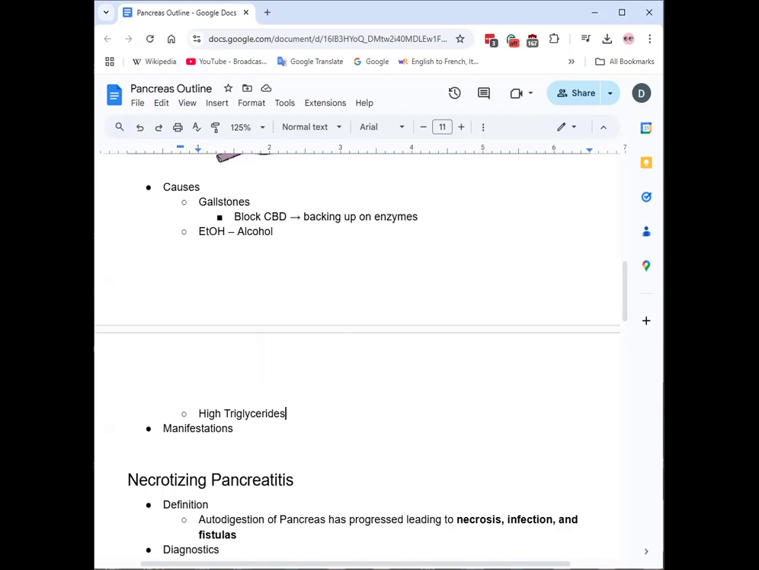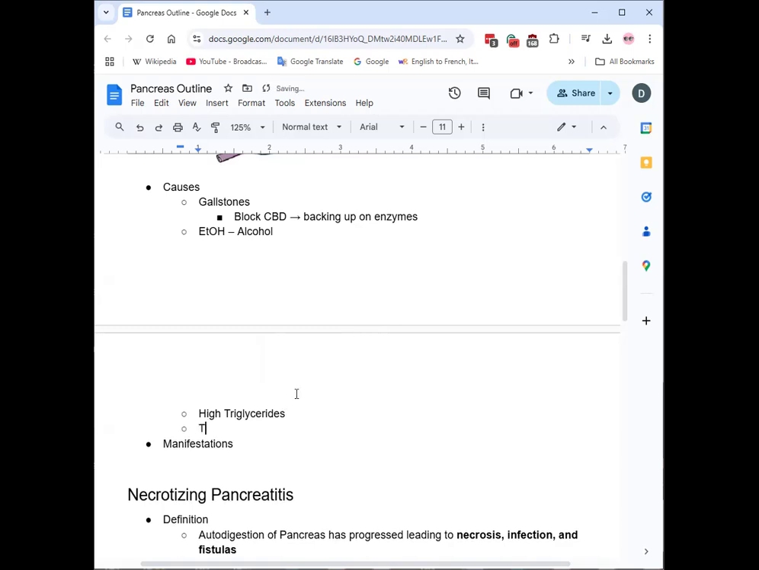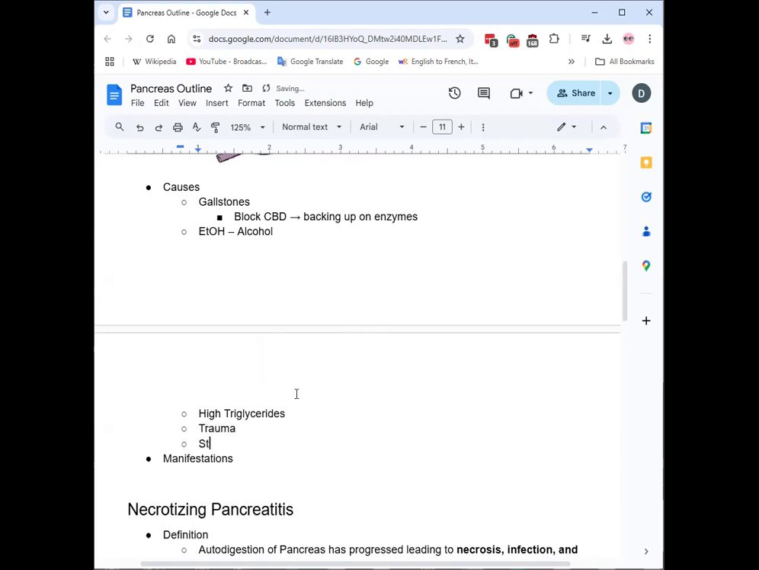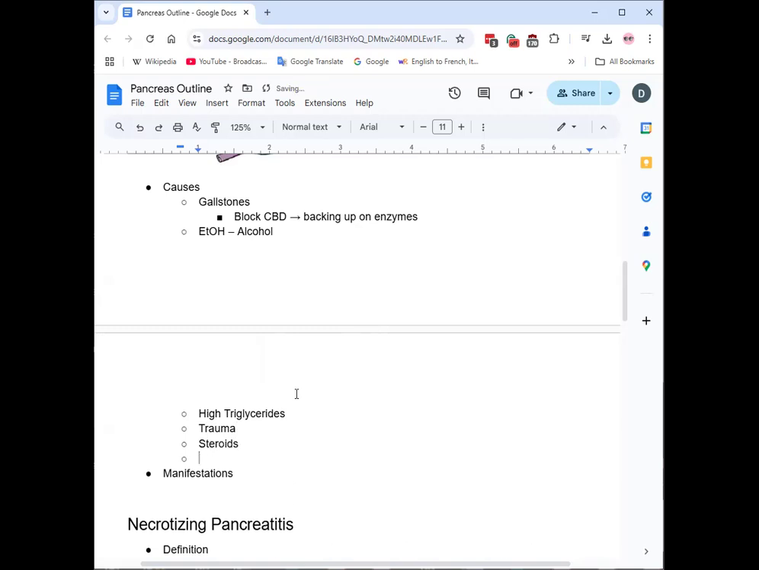Hypercalcemia leads to calcium deposits, which then leads to pancreatitis, which then ironically leads to the saponification, but we'll get more into that. But these are your main three. These are the ones I would focus the hardest on. Other causes would be, like we said, trauma, steroid use, steroids as in corticosteroids more than anything, and autoimmune, but I would say these are the lesser ones.